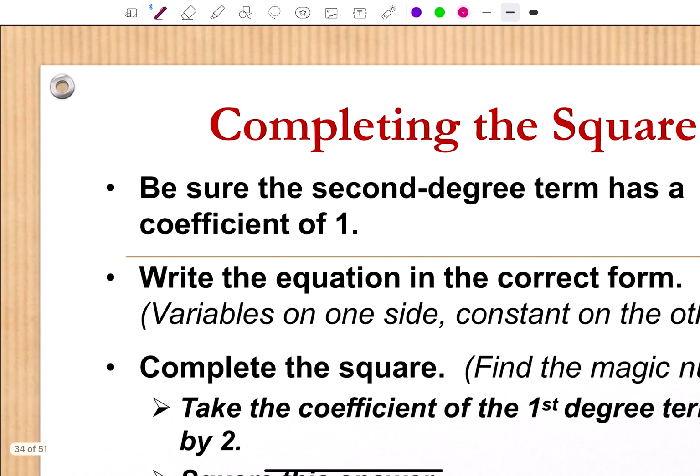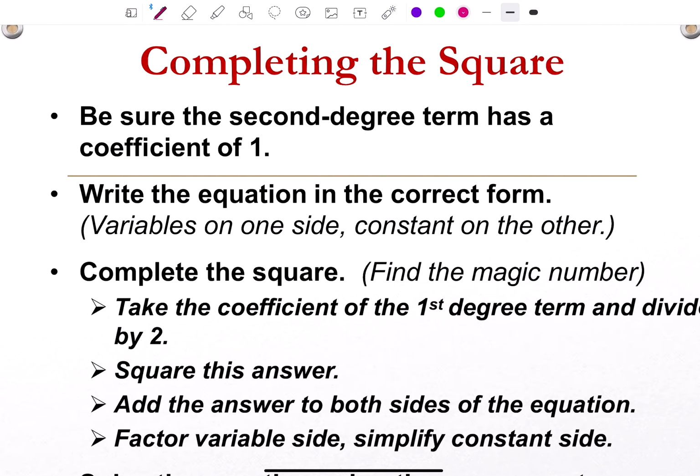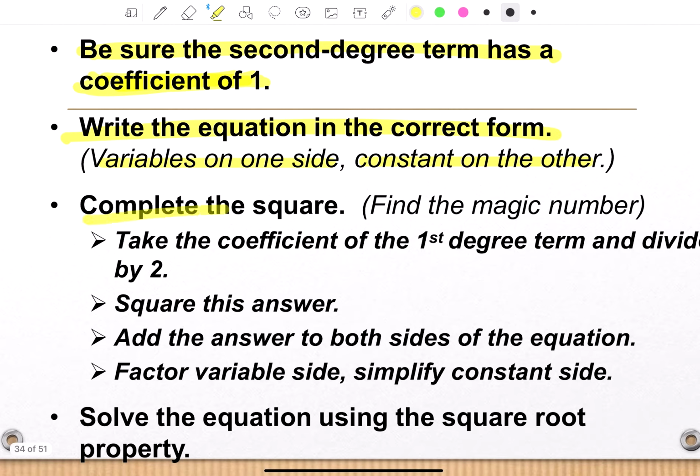Now let's look at the method for solving quadratic equations by completing the square. First step is we want to make sure the coefficient of the leading term, or coefficient of x squared, is 1. If that's not 1, we'll have to make it 1 by dividing everything on both sides by whatever the coefficient is for x squared. Then write the equation in the standard form where variables are on one side, constant on the other side. Complete the square. Once we complete the square, we're going to use the square root property and get the variable by itself. Let's see some examples.